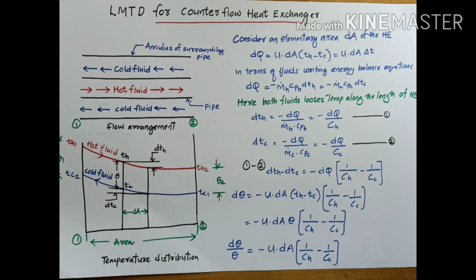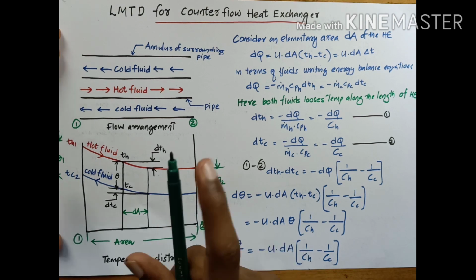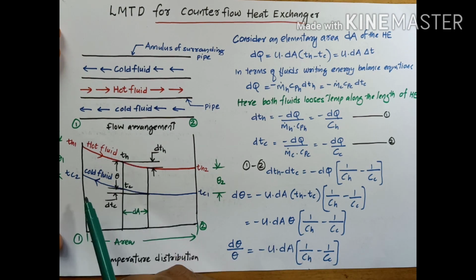Hi students, in the last video we had derived the LMTD equation for a parallel flow heat exchanger. Today we are going to derive the LMTD for a counter flow heat exchanger. As we all know, in a counter flow heat exchanger, the hot and cold fluids flow opposite to each other over the length. So this is the flow arrangement of a counter flow heat exchanger.